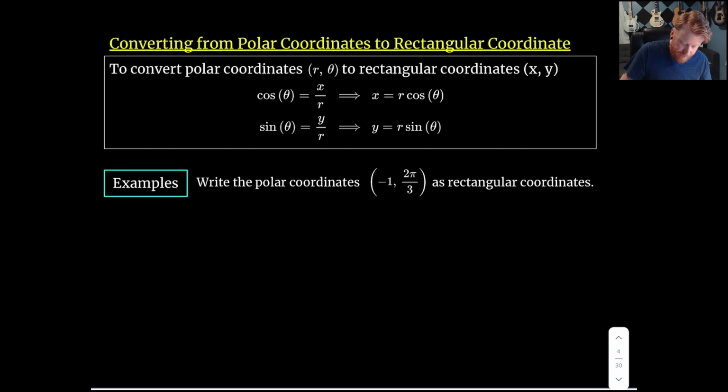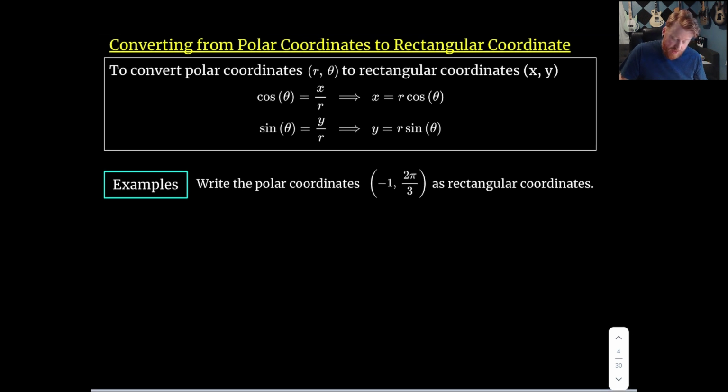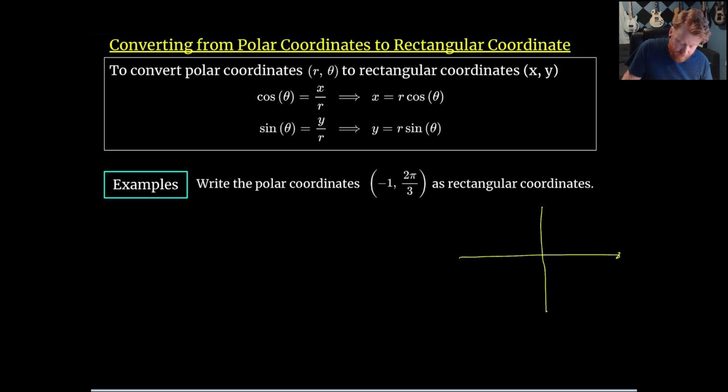Let's look at another example here. Here we are looking to write the polar coordinates -1, 2 pi over 3 as rectangular coordinates. So just to think about what this looks like on a graph, 2 pi over 3 is going to be around here. So we can think about traveling 2 pi over 3, and we could go out a distance of 1, and then we could travel back through to get to this point over here.